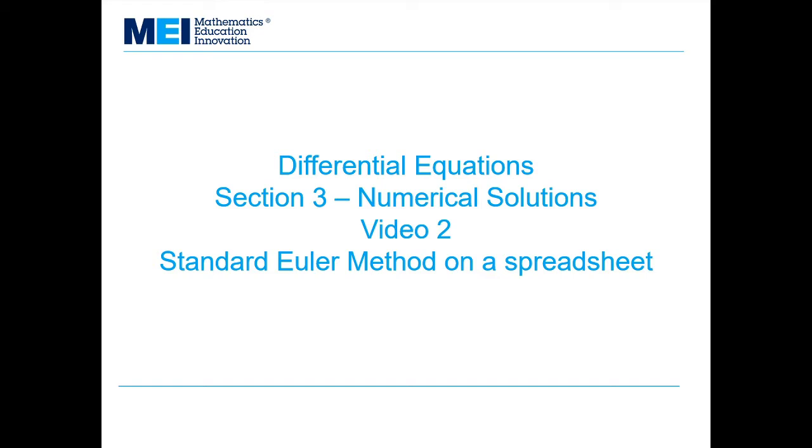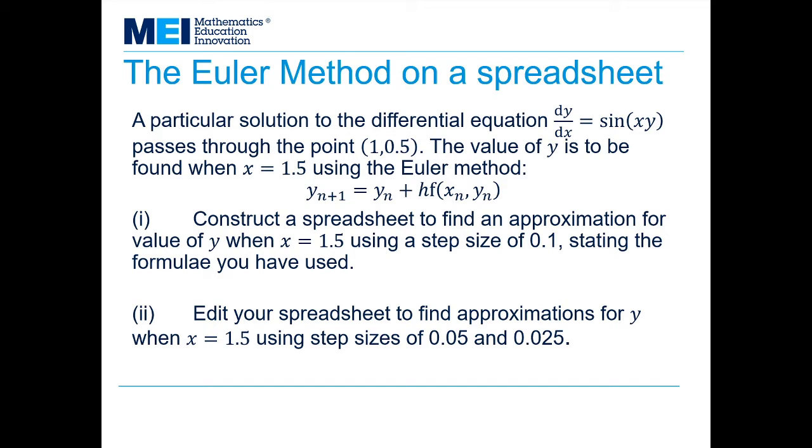Now we're going to work through an example to show how to use a spreadsheet to carry out the Standard Euler Method. So here's the example that we're looking at. We know that our differential equation is dy/dx = sin(xy), which we can't solve analytically, but we're told that a particular solution passes through the point (1, 0.5). Now we want to find the value of y at x = 1.5, and we're told to use the Euler method, y_{n+1} = y_n + h f(x_n, y_n).